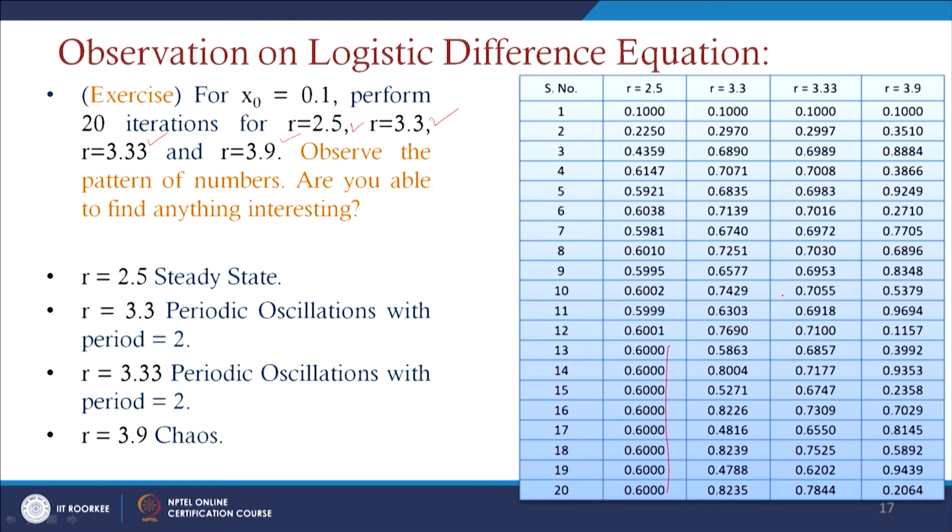The same scenario is observed for 3.33 also. But for 3.9 you can find a huge oscillation of values, which is nothing but chaos. So, that is why we have written that for r equals 2.5, after certain iterations we obtain the steady state, for 3.3 periodic oscillations with period 2 are observed, for 3.33 we also find oscillations of period 2, but for 3.9 it comes as chaos.